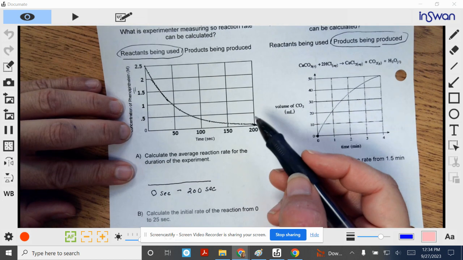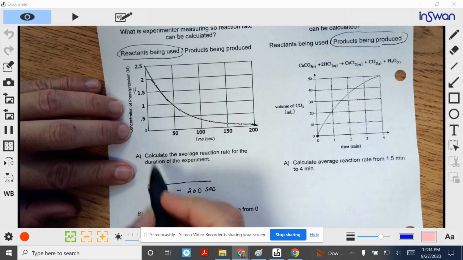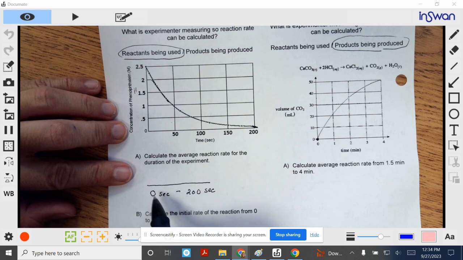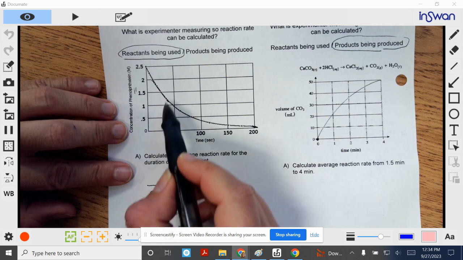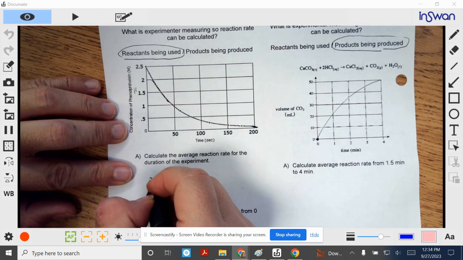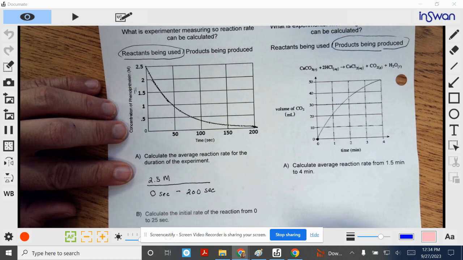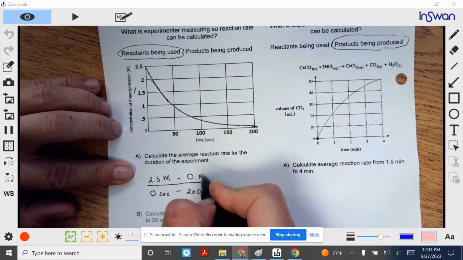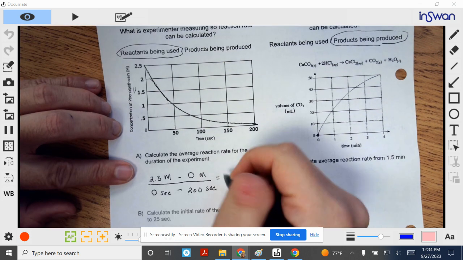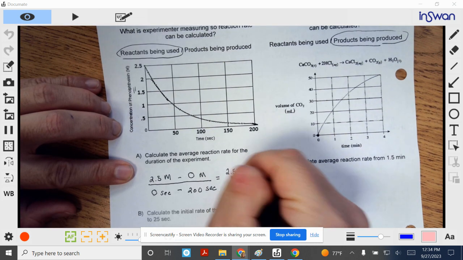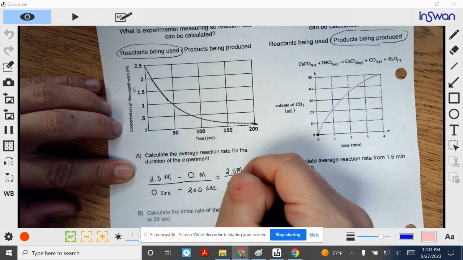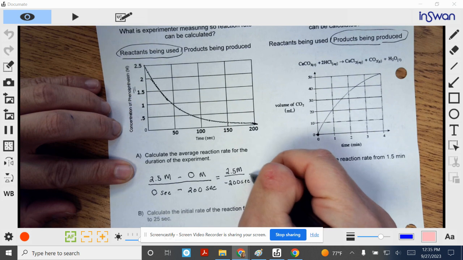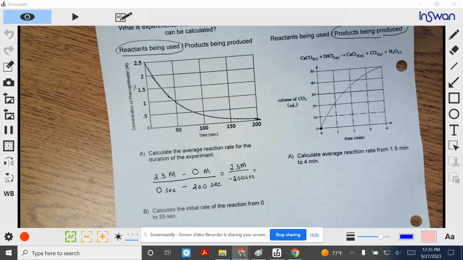Now what we're going to do is put our concentration of phenolphthalein at those 2 times right over it. So at 0 seconds, my concentration of phenolphthalein was 2.5 moles, so let's write 2.5 moles right over that 0. And at 200, we were at 0 moles. Now all we've got to do is some math. We will take 2.5 moles and divide it by negative 200 seconds, because 0 minus 200 is negative 200. And that's going to give us a decimal.